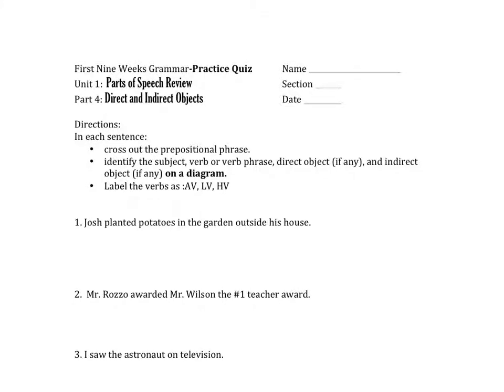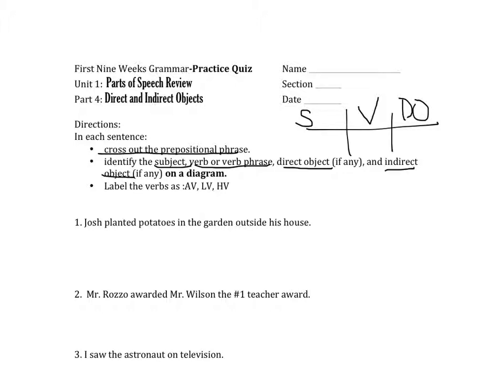All right, here's a practice quiz for the direct and indirect object quiz that you will have today. Please notice in the directions that you first have to cross out every prepositional phrase. Then I want you to find the subject, and you're going to put that on the left area of the diagram. Then you're going to find all verbs or verb phrases, and they will go in the middle, and any direct objects or any indirect objects, if there are any, and they go over on the right.